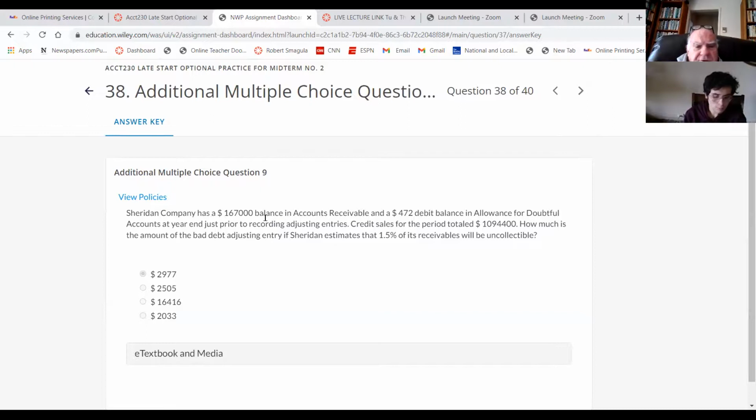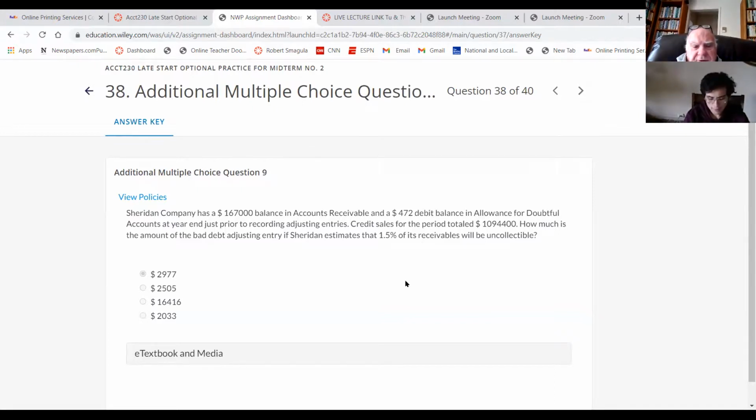Sheridan has a 167,000 balance in AR and a 472 debit in the allowance account, so keep that in mind. In those accounts prior to the adjusting entry, credit sales total that amount. How much is the amount of the bad debt expense entry if he estimates it on receivables? So get your calculator going for me, please.